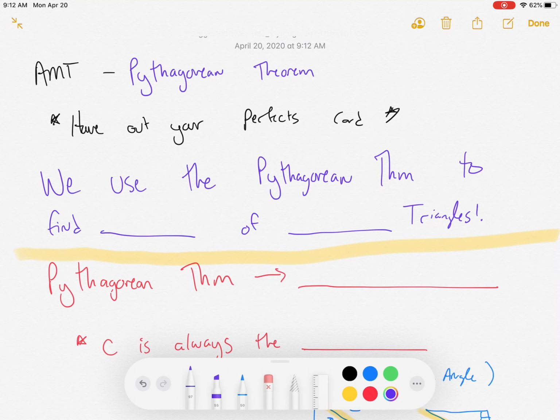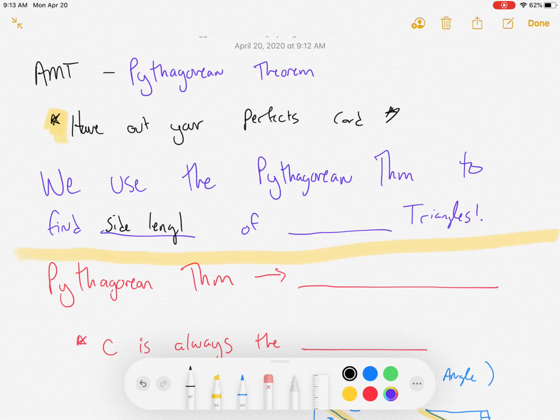That should ring some bells at the very least for many of you. For many of you, you can recite it off the top of your head and know how to do it already. That's great. You'll just get some more practice today. You should have out your perfects card as we go through today's notes, like it says right here. The first few blanks, the Pythagorean theorem.